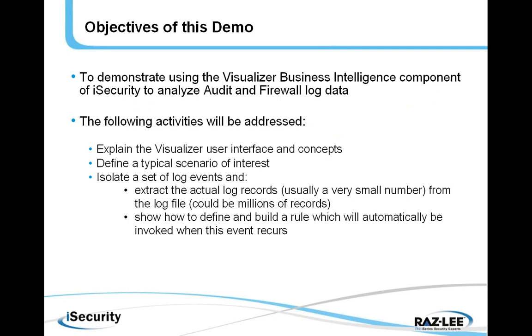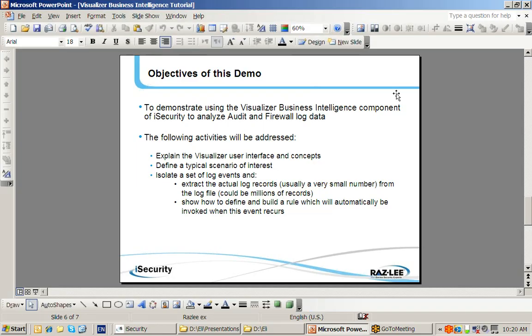So the objectives of this demo are to demonstrate how we analyze Audit and Firewall log data using Visualizer Business Intelligence. What we'll be doing is explaining a bit about the user interface and some of the concepts. We'll define a typical scenario of interest, and we'll isolate a set of log events, show how they are extracted from the actual log records, and then we'll show you how to define and build a rule which will automatically be invoked when the event recurs.